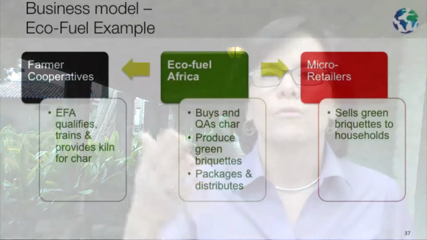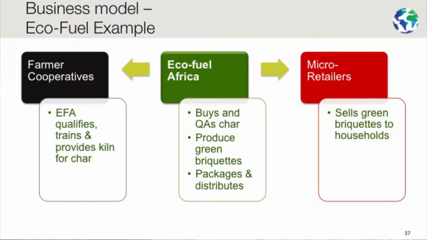You can also do your business model description in a little bit more graphic way. This one for EcoFuel gives a sense of what they're doing. They are qualifying, training, and providing kilns to farmer cooperatives so that they can make char. Then they buy that char from those farmers. They produce green briquettes and they package and distribute them. They get them to micro retailers who sell those to households. So that gives a good quick sense of how the business works.